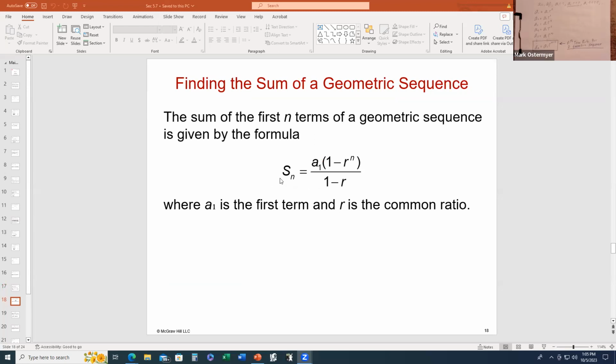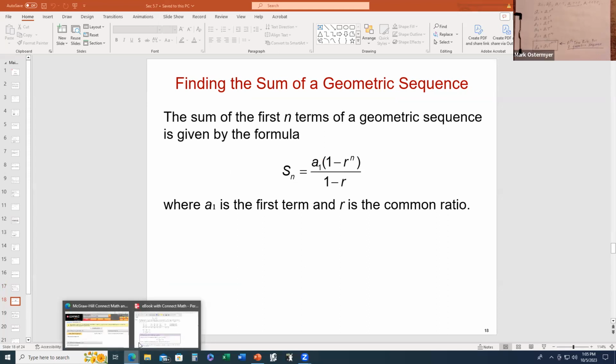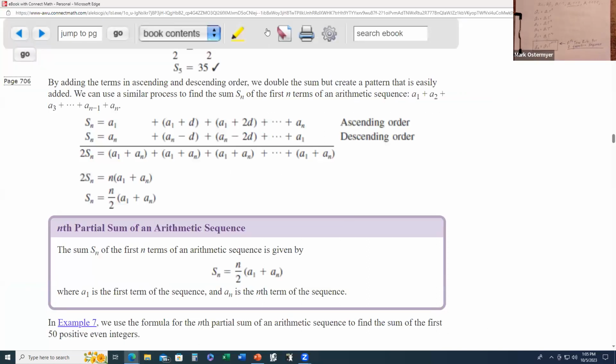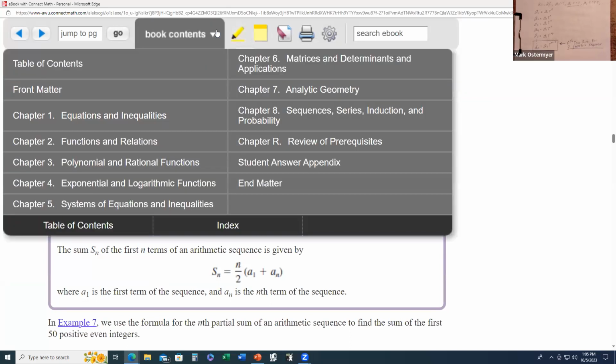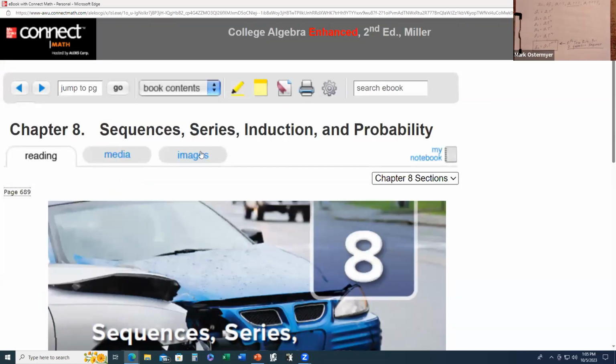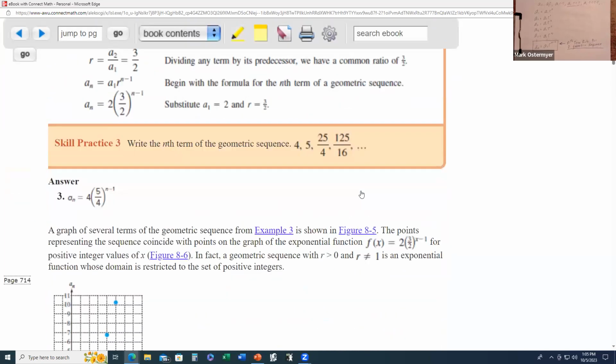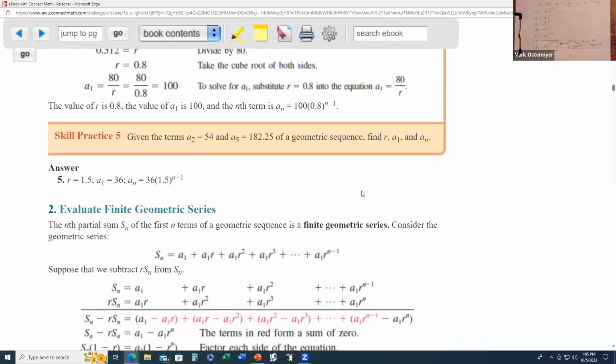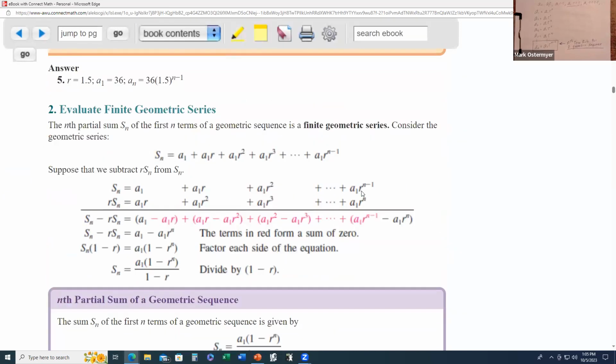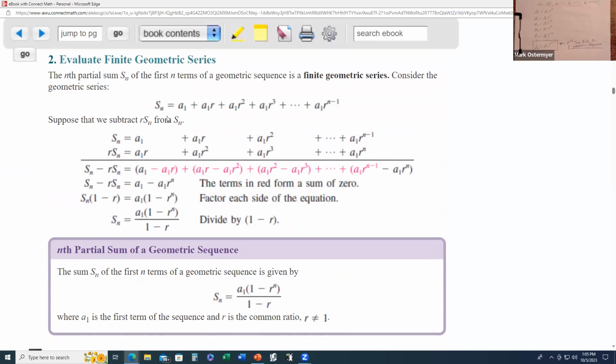Now, how would we add the first n terms of a geometric sequence together? Well, there is a derivation for this formula. And I'll show you where it comes from. All right, suppose we want to find the sum of the first n terms of a geometric sequence denoted as S sub n, the sum of the first n terms.